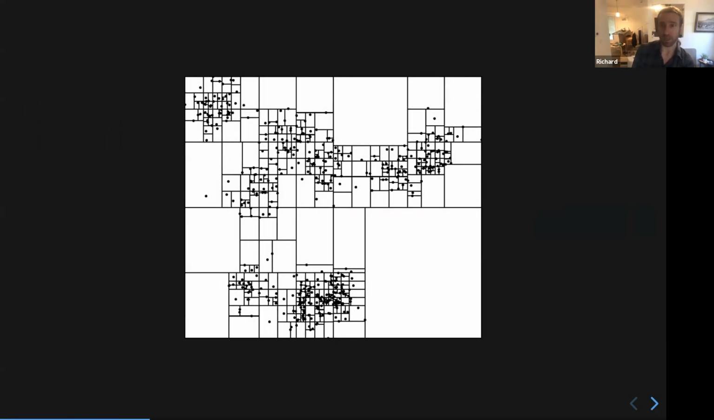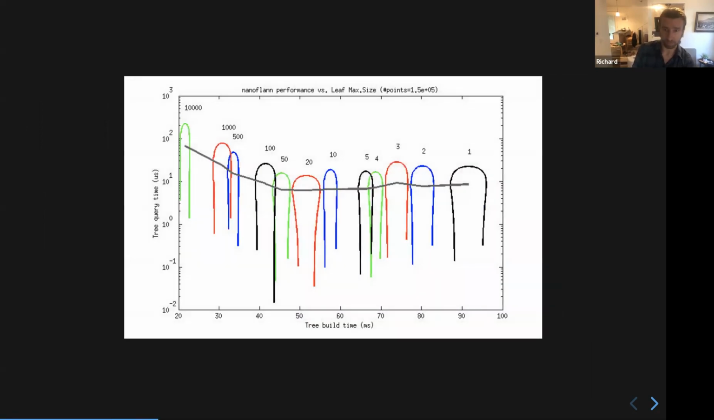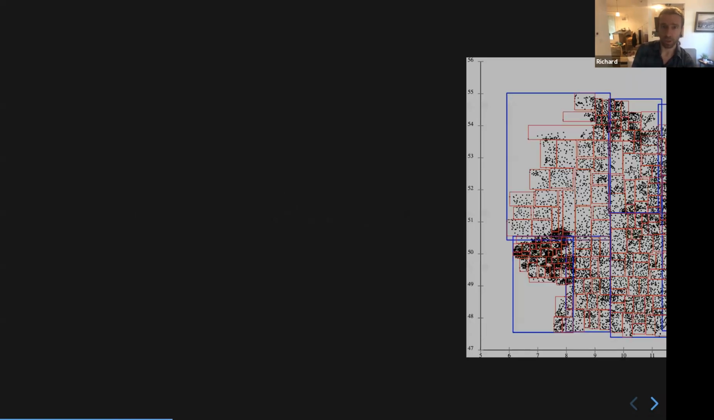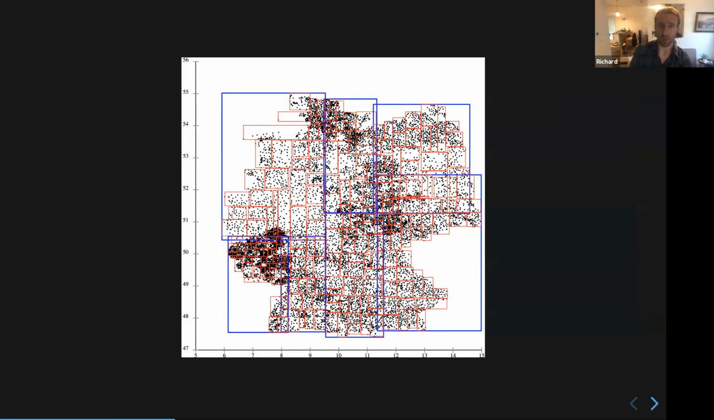Now, one problem with KD trees is that they only work with points. And another problem with them is that once they're built, it's pretty hard to adjust them. So a solution to that is to use something called R trees. Now, an R tree stands for rectangular tree. And the idea here is that we're going to bound points in boxes, and then we're going to search recursively into the boxes.